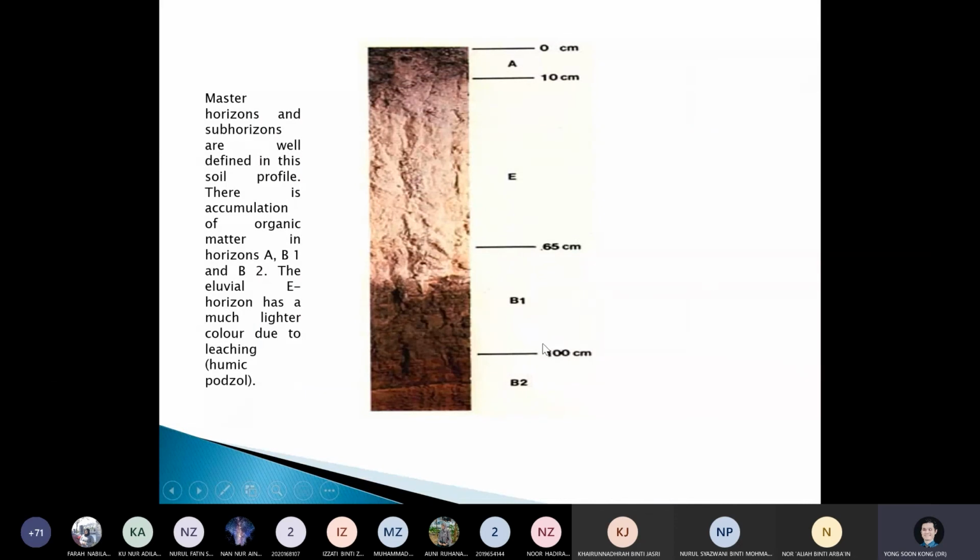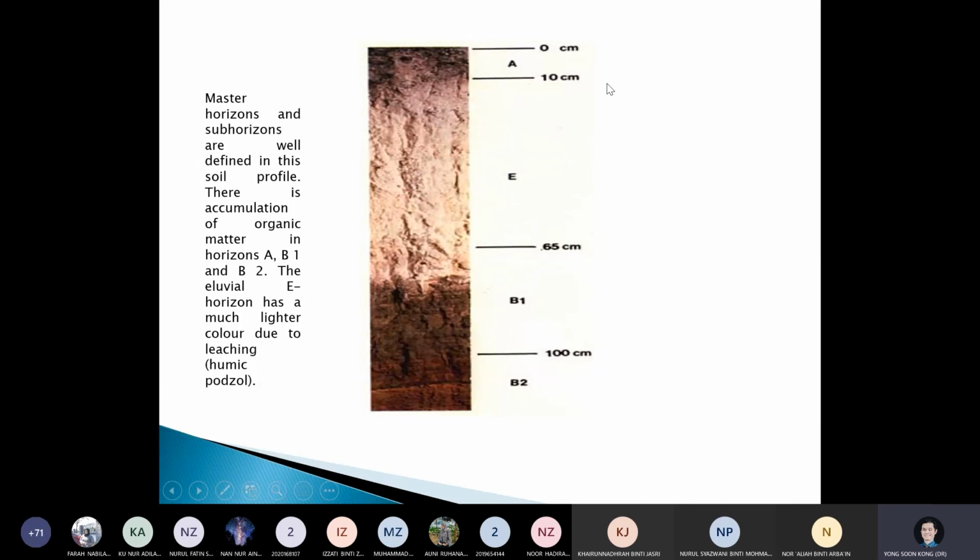So when you look at it, the O horizon in this soil profile is probably not that deep, and it should not be, because why? When it goes deeper, it meets the mineral phase, which is another thing. So the O horizon usually exists in the top 10 centimeters or top 20 centimeters, depending on what kind of soil you have. Peat soil will have a bigger O horizon. So maybe this humic podzol soil does not have much of the O horizon here.